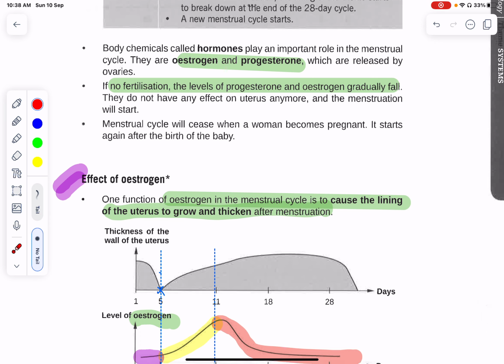So for the chemical hormones that play an important role, they are progesterone and estrogen. Okay, they are usually released at the ovary. One exam question that they may ask is what's the role. So for estrogen, just remember it builds and maintains, whereas for progesterone, it mainly maintains.